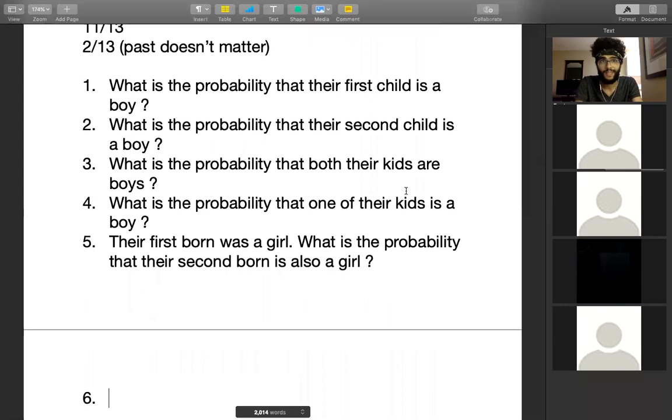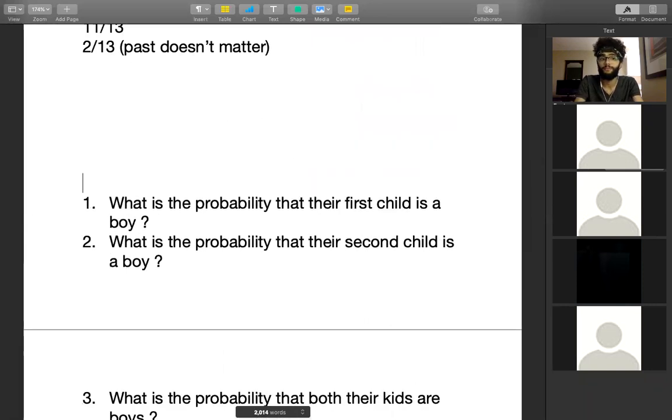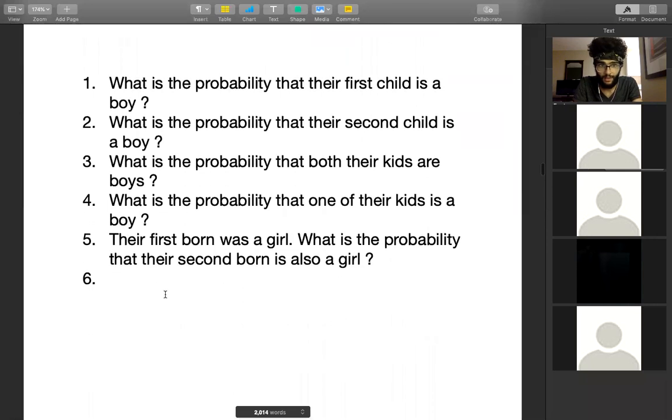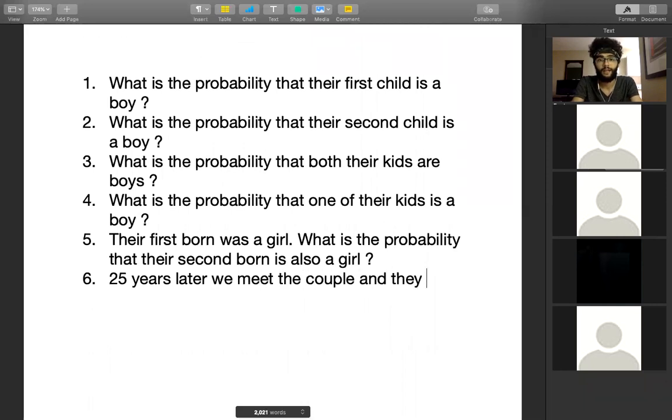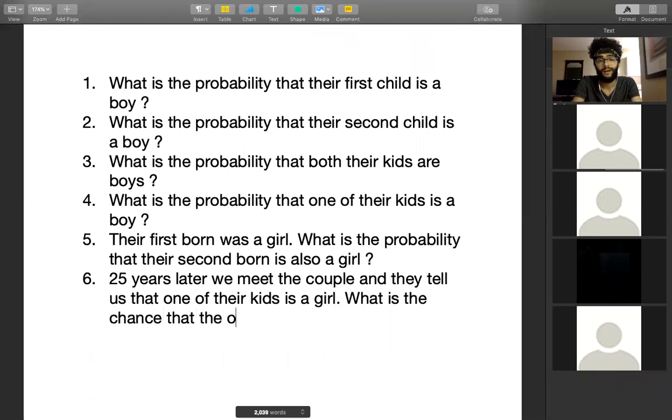And the last one, which is the exact same question as the coin toss problem which we first did: 25 years later, we meet the couple and they tell us that one of their kids is a girl. What is the chance that the other kid is also a girl? Now, this is not exactly the same as the coin toss thing, because it's involving events that have happened, and this is talking about children being born. So don't directly apply the logic.